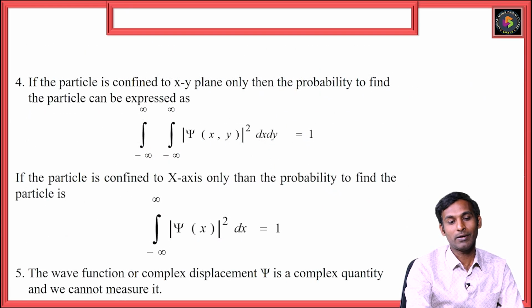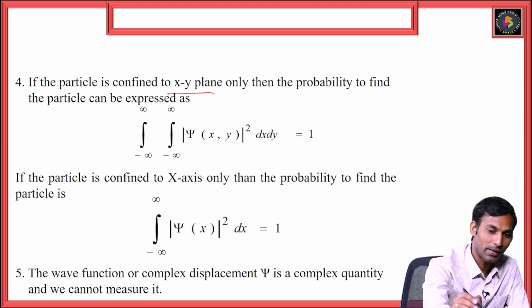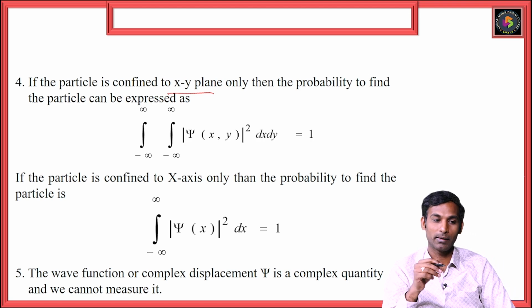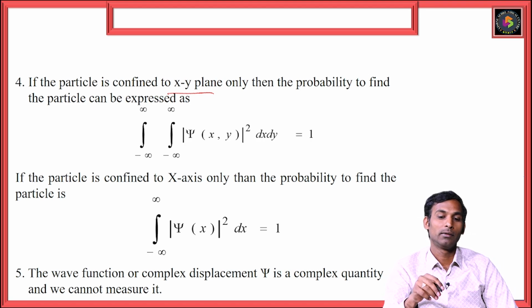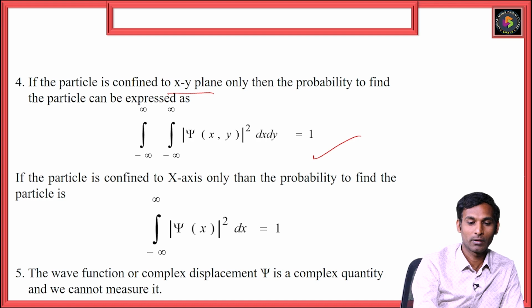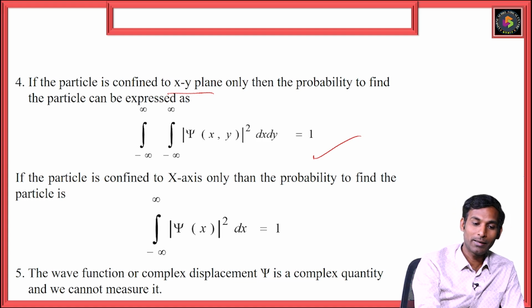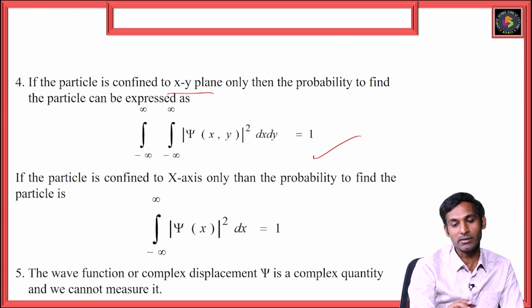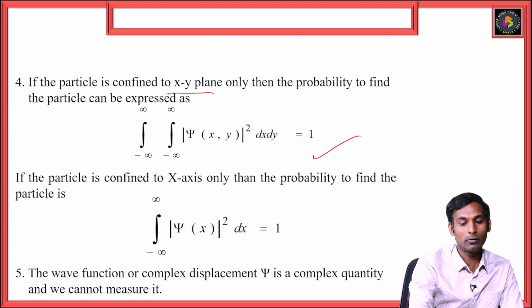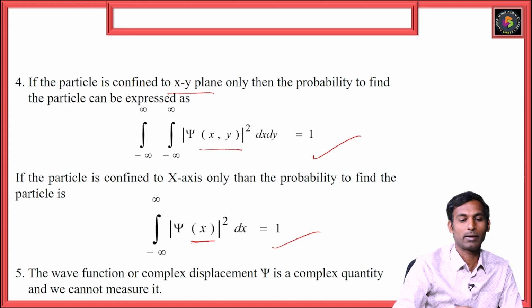Next, if the particle is confined to the xy plane, it is important to know which plane the particle is moving along. If the particle is confined to the xy plane only, then the probability of finding the particle can be expressed by this formula. This formula indicates the particle is moving along the x and y plane. It has the same normalization condition. If the particle is confined to only the x axis, then the total probability should be equal to 1. You can see in this formula I am representing only the x coordinate. In this formula, I am representing the x and y plane.